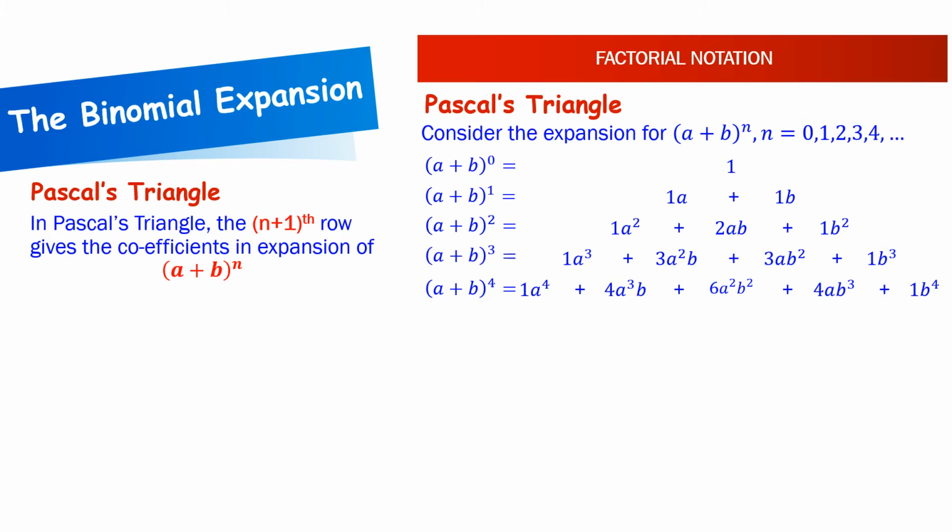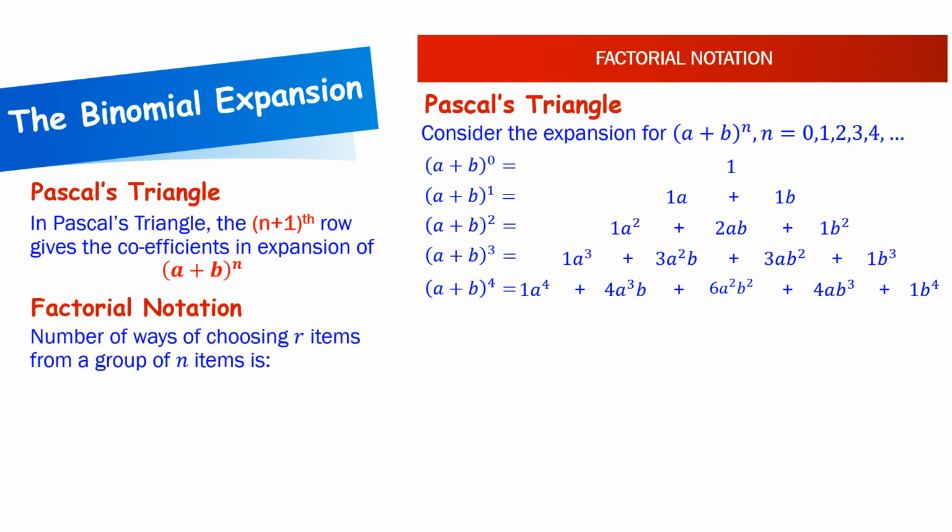Now let's have a look at what happens more generally. You'll recall that in Pascal's triangle, the n plus 1th row gives the coefficients in the expansion of a plus b to the power n. Let's see what happens in factorial notation.